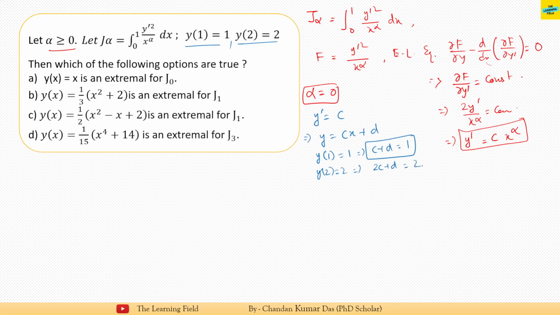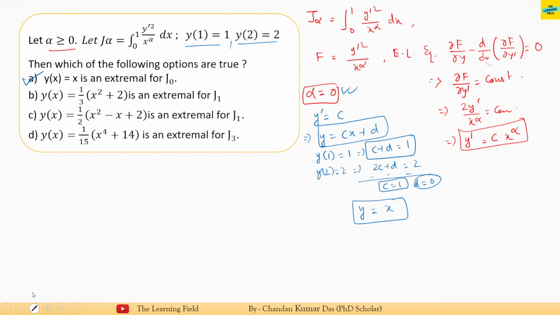2c plus d is equal to 2. Now if we subtract these two conditions, then minus c equals minus 1, so c equals 1. Fine. So c equal to 1 means what? d equals 0. So that means one solution is y equal to cx, which means x. So for alpha equal to 0, we get only x. That means option A is true here.